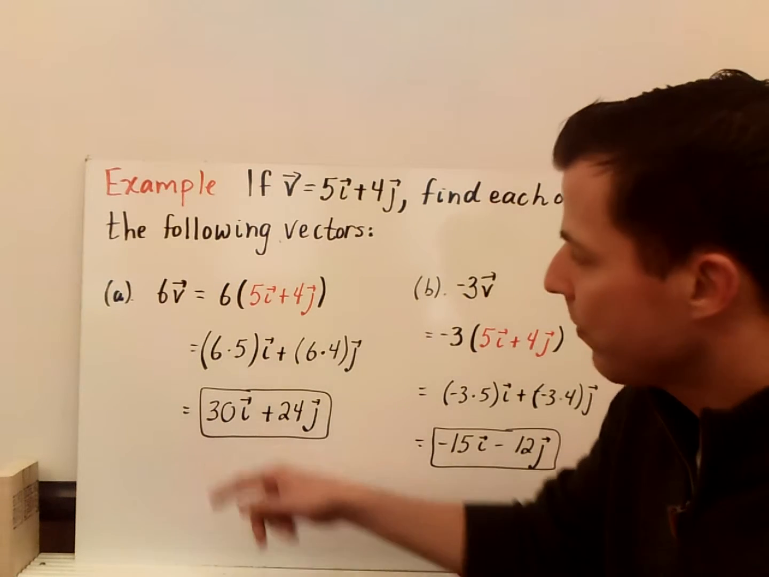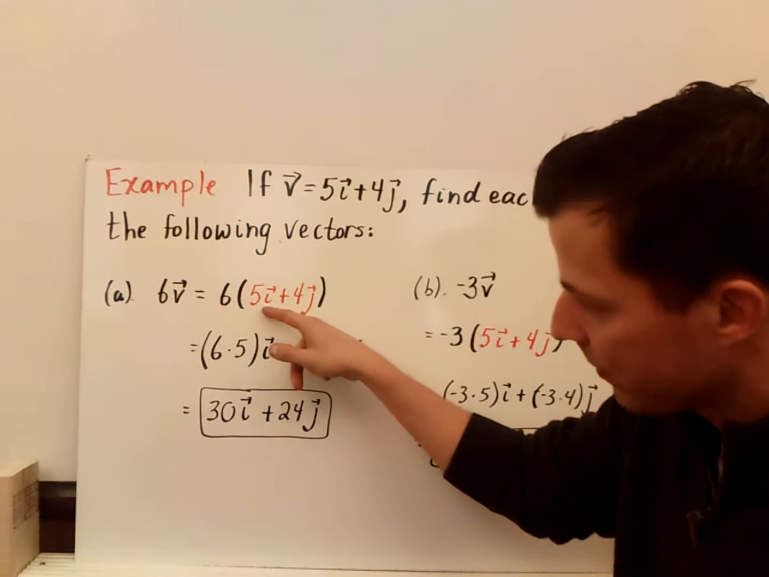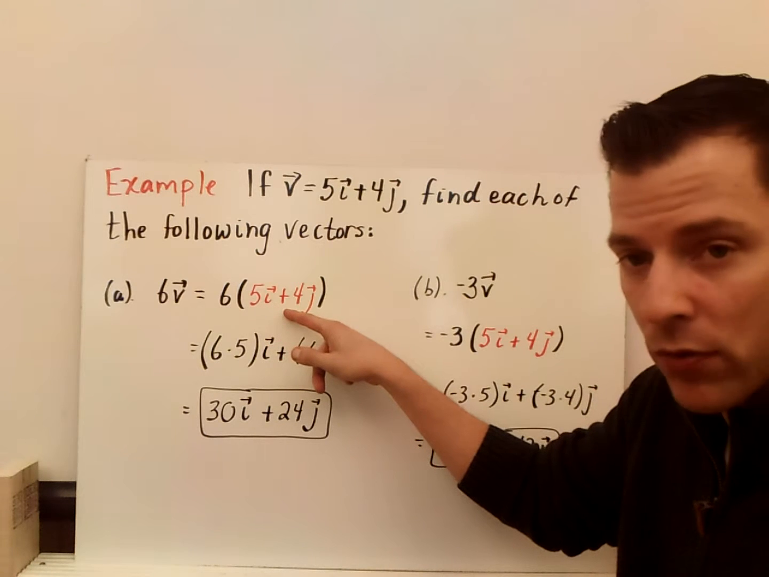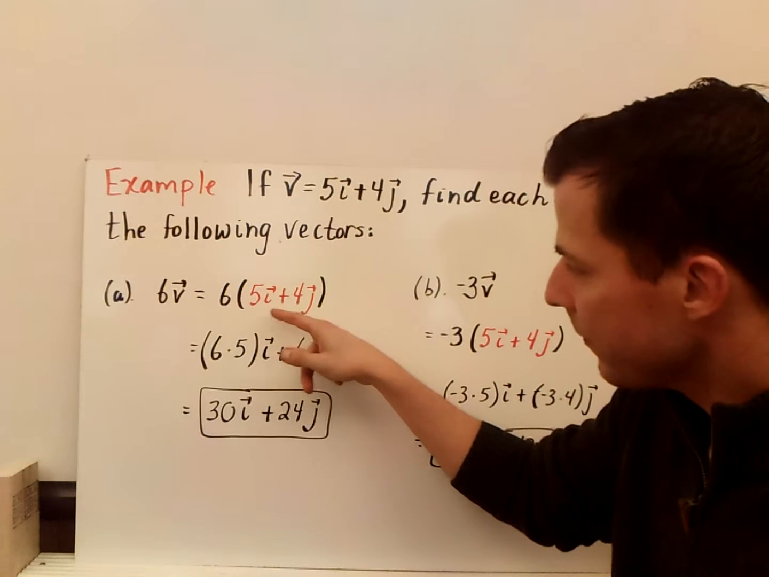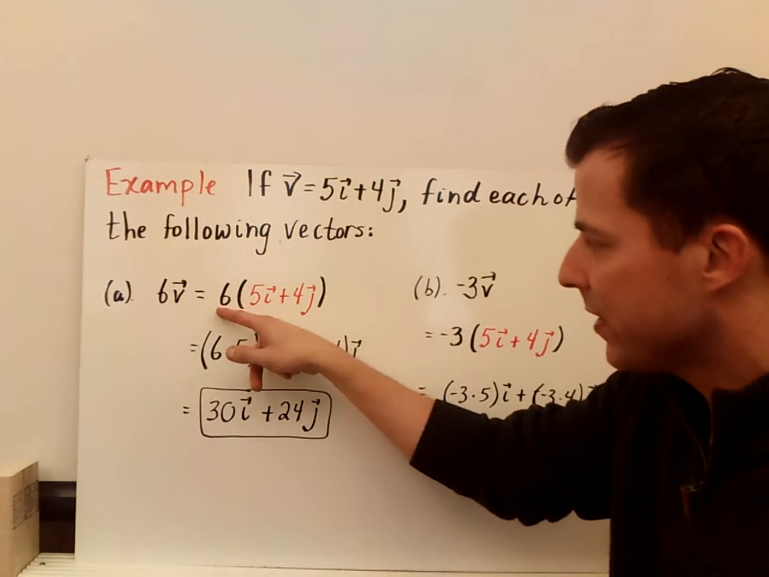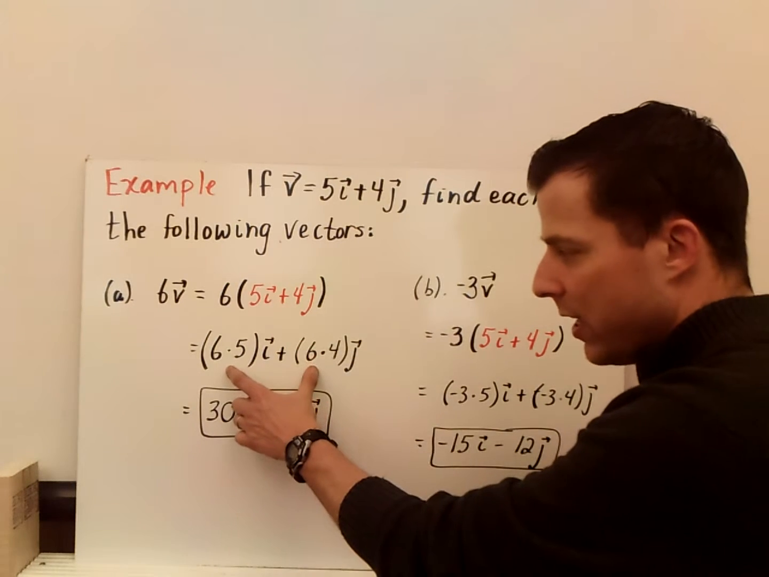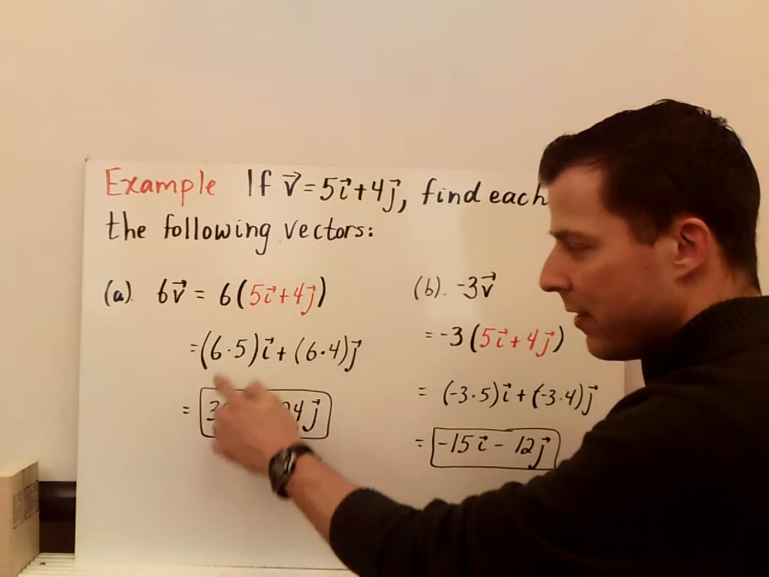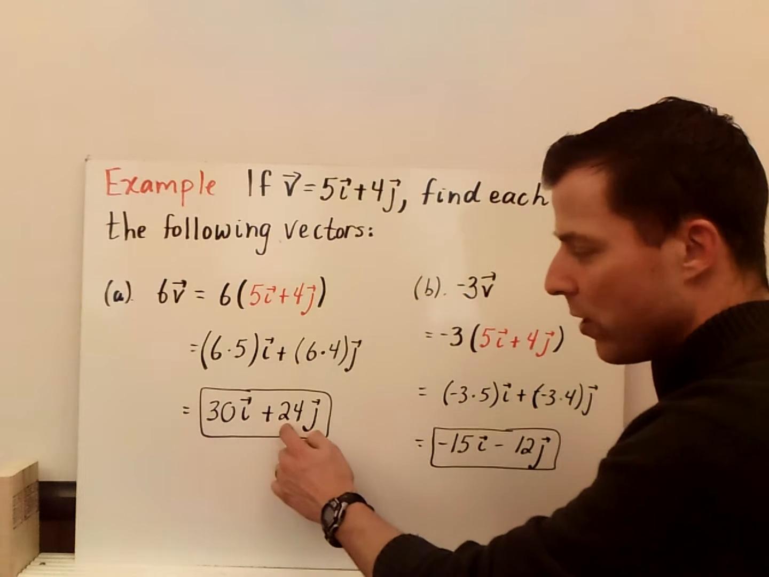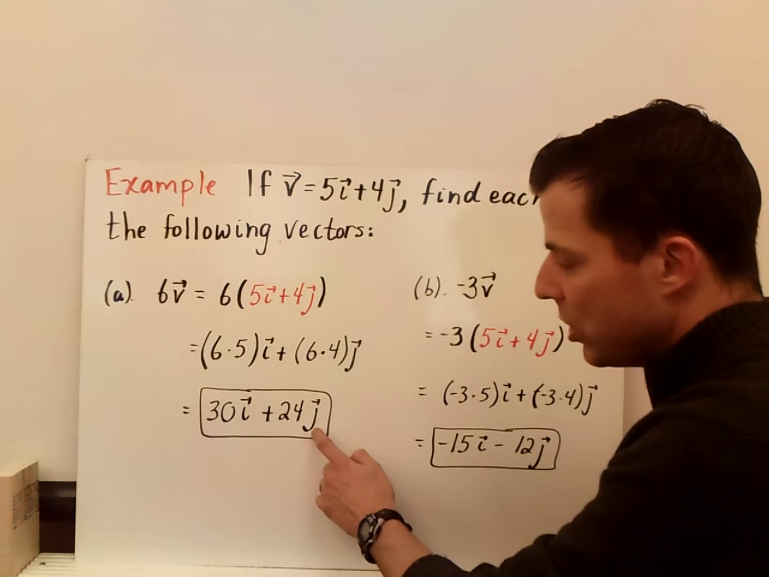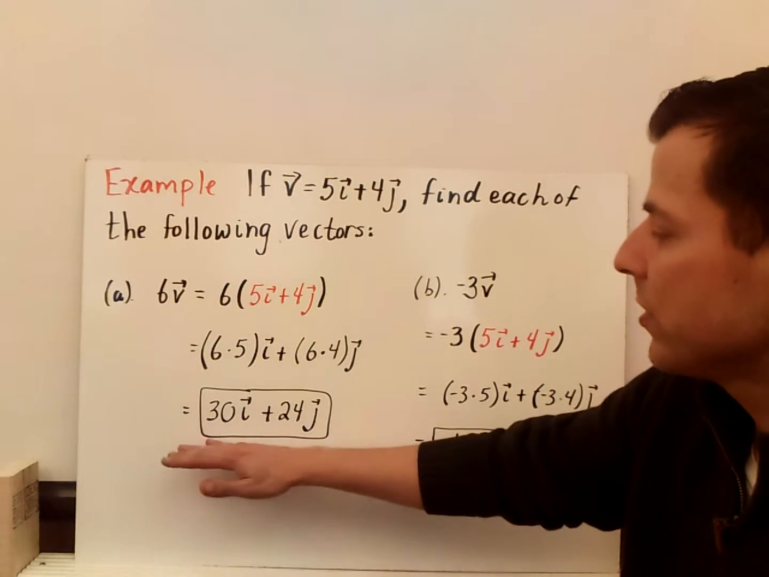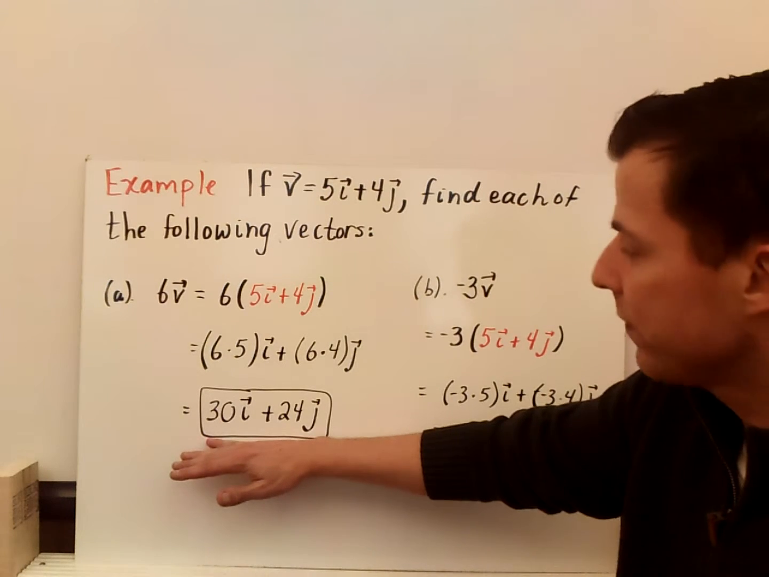So this is really the distributive property. So 6 times, I substitute my vector V in, 5i plus 4j. And then I'm going to multiply the 6 times the 5 and the 6 times the 4, which I've done here. And so I get 30 times unit vector i plus 24 times unit vector j. Okay, so there's 6 times vector V.